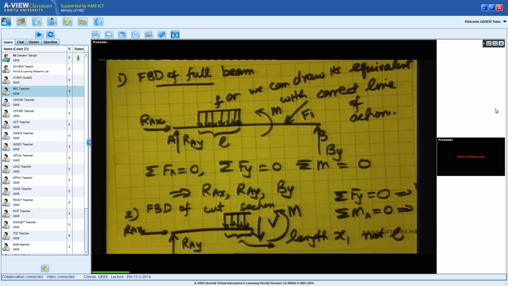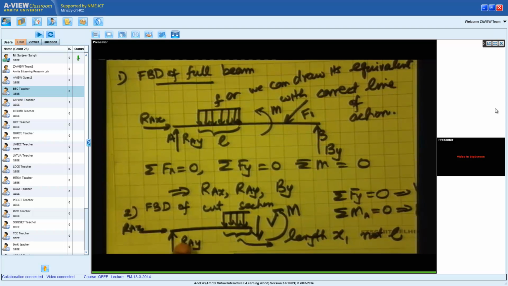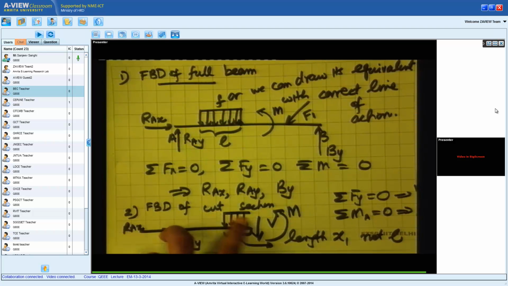One mistake people tend to make: if I take moments about A equal to 0, then obviously Rax and Ray will not come into the picture. But keep in mind, there is this force V in the free body diagram, so the moment due to V cannot be forgotten. If you are taking moments about A equal to 0, you don't take the moments only because of this section of the force small f. In addition to that, you also have to take moments of force V about point A.